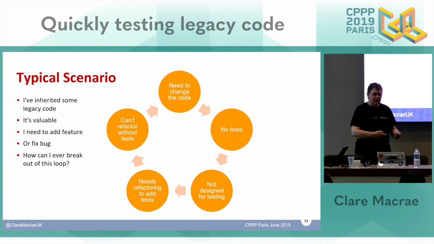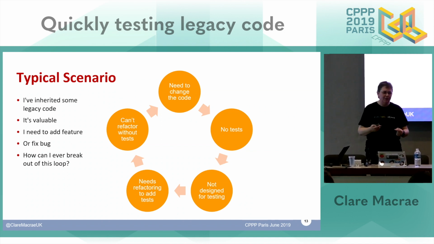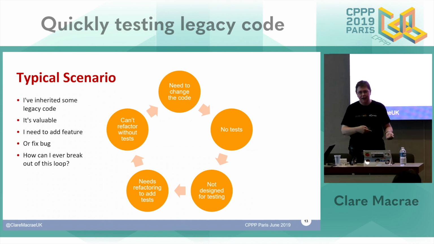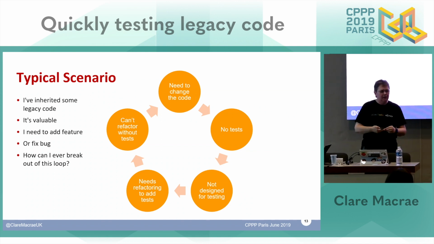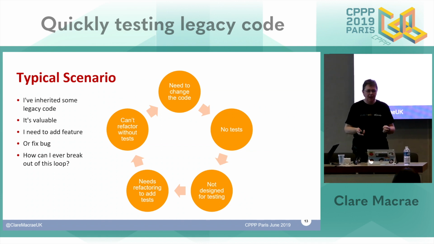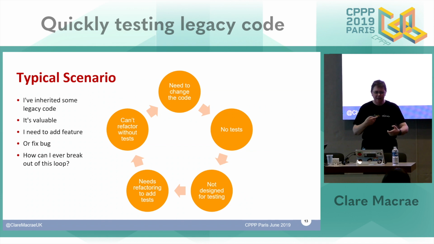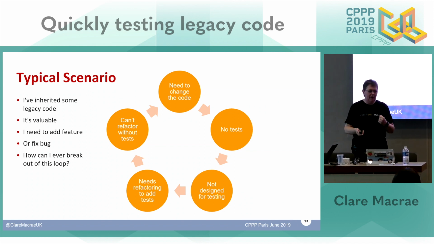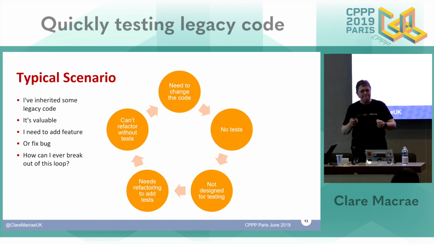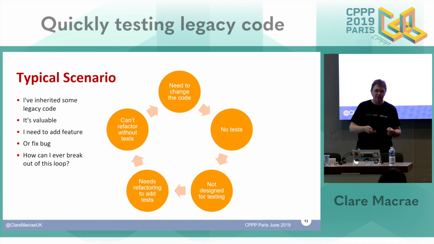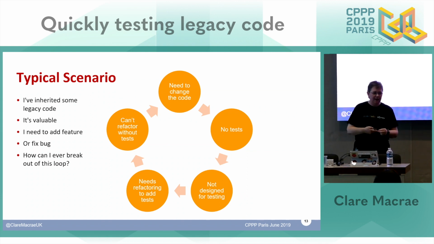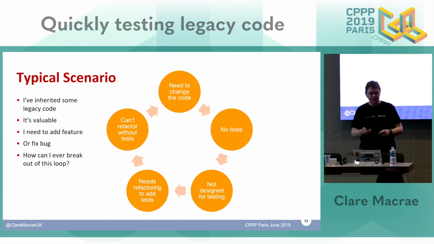Any of those is great, they're all valid. And if you've worked with legacy code, maybe you're familiar with this kind of scenario. You've inherited some code. It's valuable to you. You need to change it. You need to maybe add a feature, maybe fix a bug. And so the cycle goes like this. I need to change the code. But there are no tests, so I'm afraid. I need the safety net, the safety harness of having tests, but the code wasn't designed for testing. And so in order to add tests, I need to refactor the code. But everybody knows these days you need the safety net of tests in order to safely do the refactoring. You can't refactor without tests, you're back to square one.